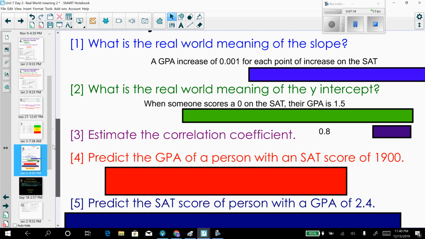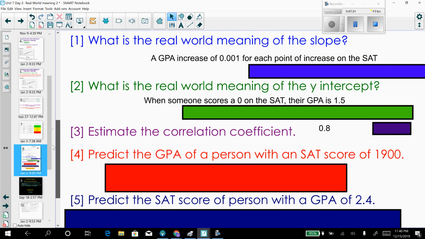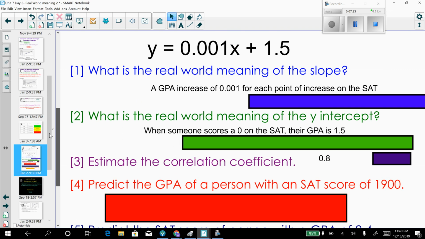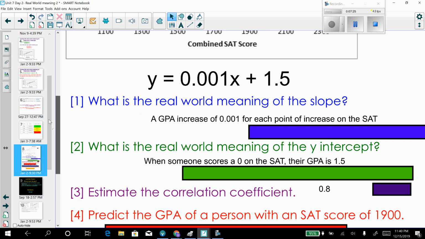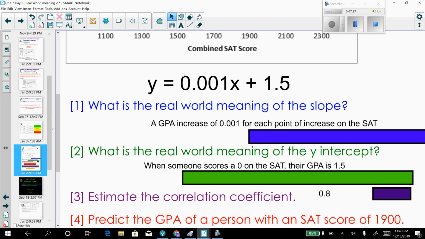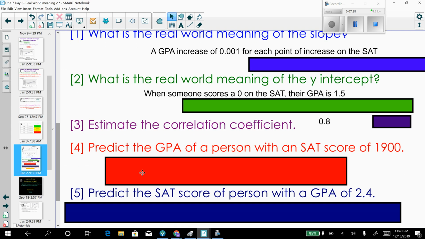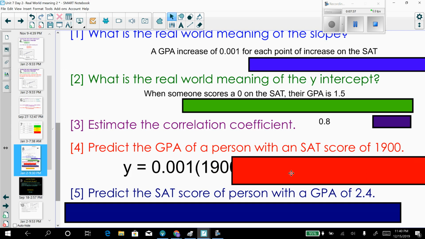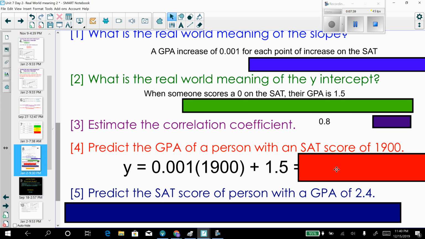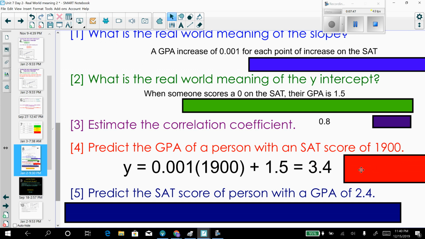Predict the GPA of a person with an SAT score of 1900. So first of all, we have to figure out where that 1900 goes. We know it's an SAT score. So if you look here, SAT is on my x-axis. So I take this 1900 and I plug it into our equation for x. So that's going to look like this. Okay, so we're going to type that into our calculator. That went in for x. And when you do that, you get approximately 3.4.